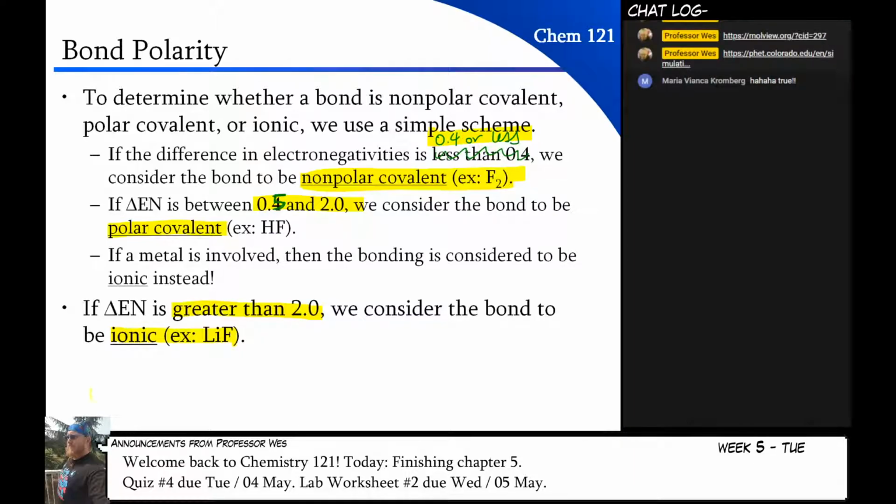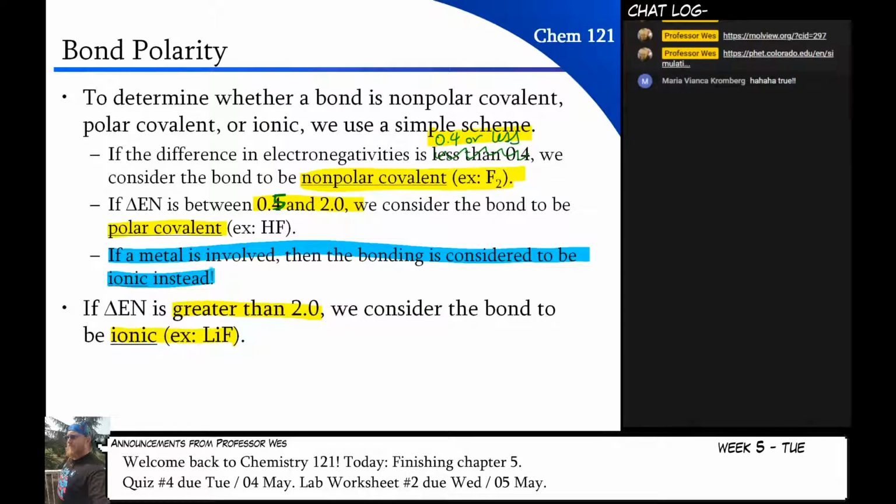Now, there is one exception to all of this, and the exception is that if you ever have a metal involved, the bonding is ionic, for our purposes. This is a bit of a generalization, but I'm trying to stay consistent with your text here, so I will just comment that if there is a metal involved in your bond, the intent is that it is ionic.